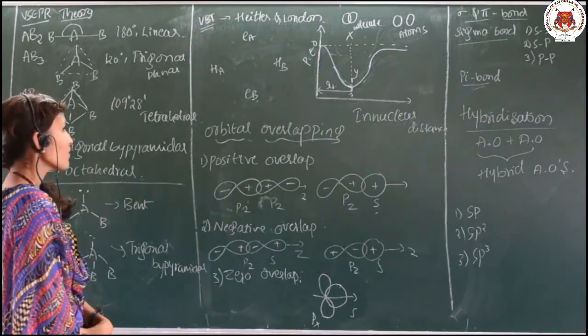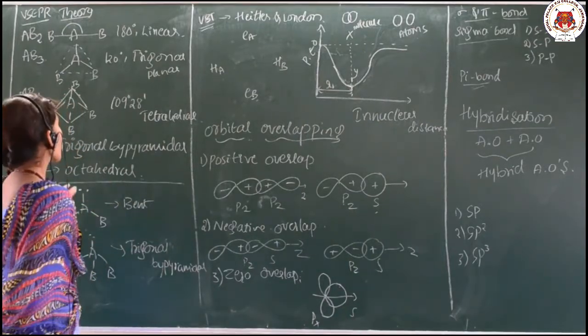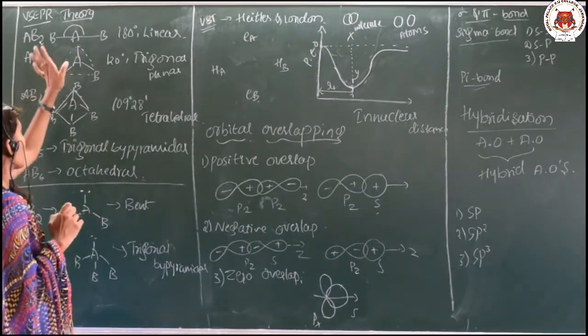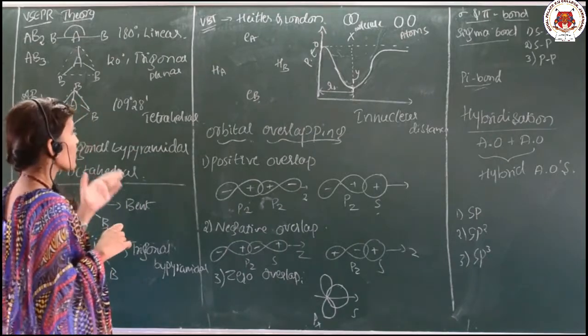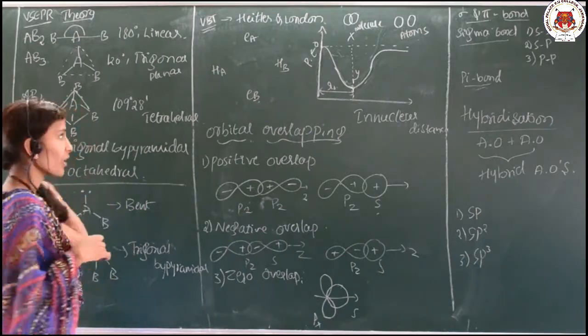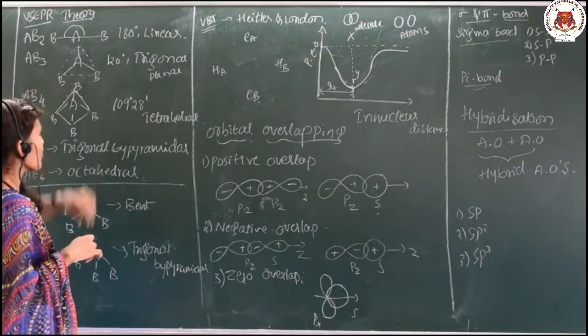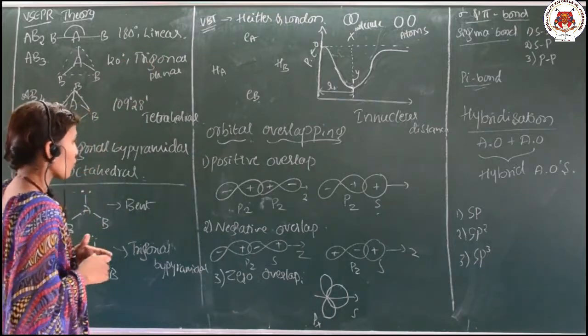Today we are going to discuss a few more important bits of the topic. In our last class we discussed the VSEPR theory, and on the basis of the VSEPR theory we can identify the geometry of a molecule. Suppose these are certain molecules; on the basis of the VSEPR theory we are going to tell about the geometry of those molecules. Okay.